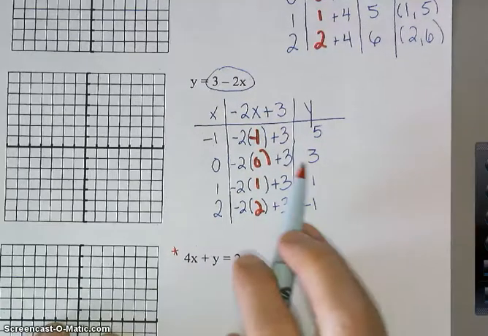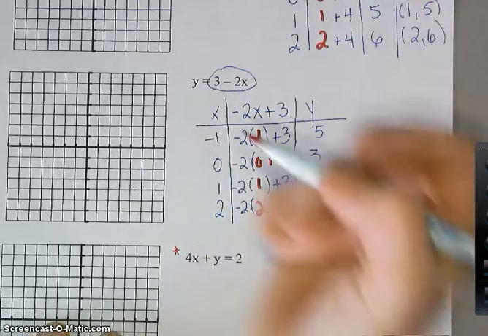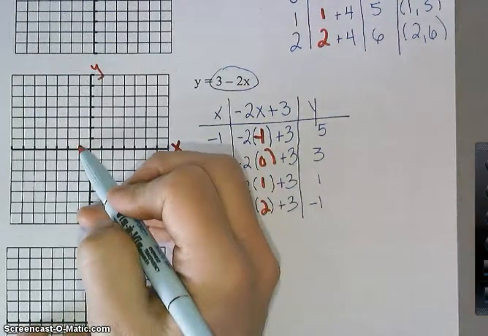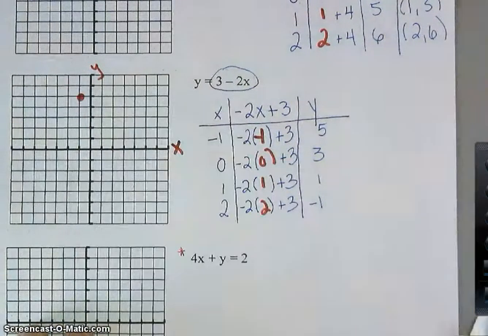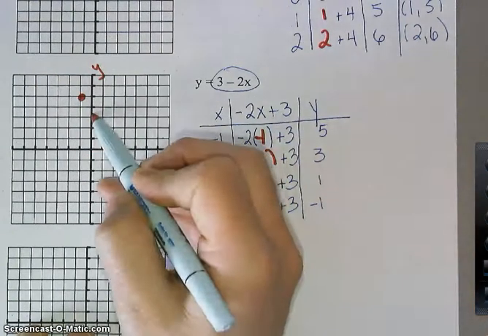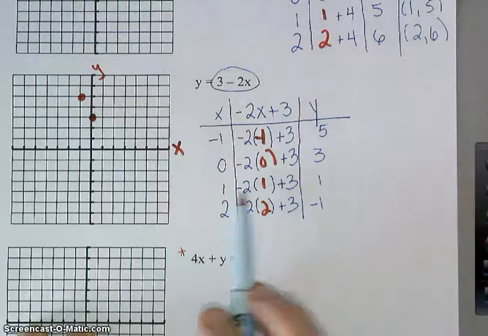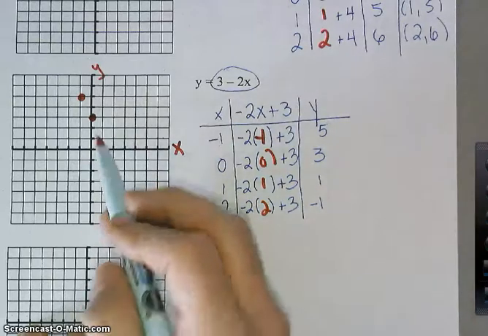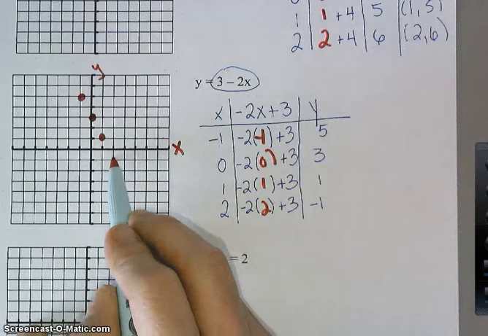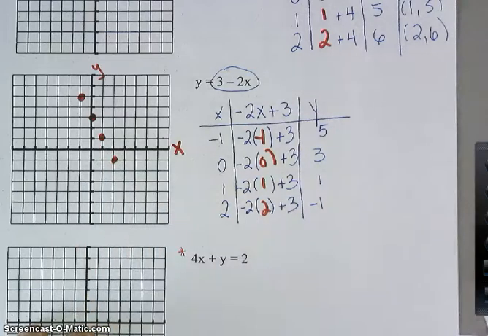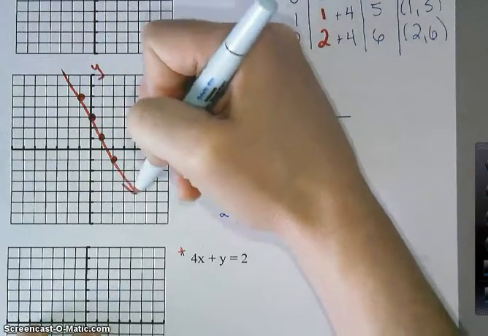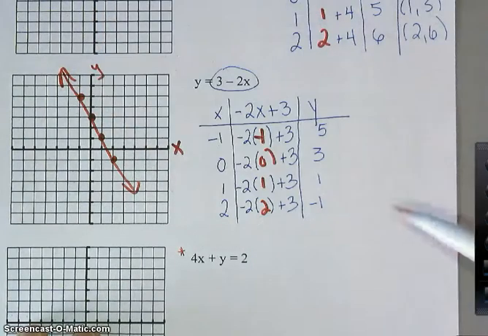So for my first ordered pair, I have -1, 5. So once again, I have x and y. So I'm going to go left 1 and up 5. And then I have 0, 3. So I stay, and I go up 3. And then I have 1, 1. So I go over 1 and up 1. And then I have 2, -1, so over 2, down 1. And once again, if at any point in time we graph those and we do not have a line, that means we did something wrong in our function part.